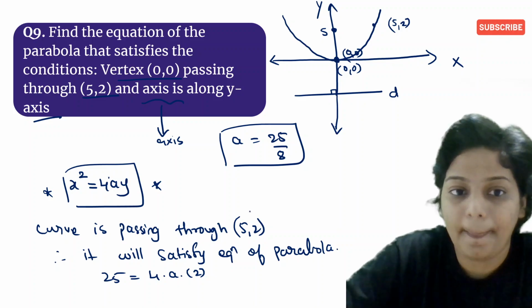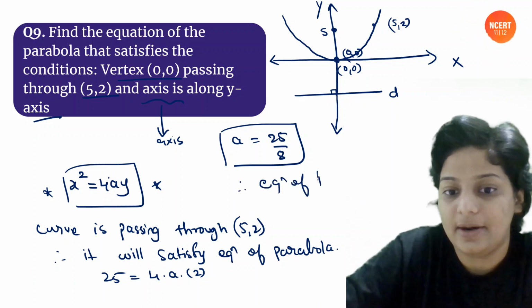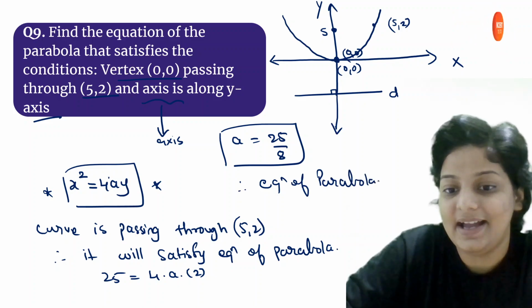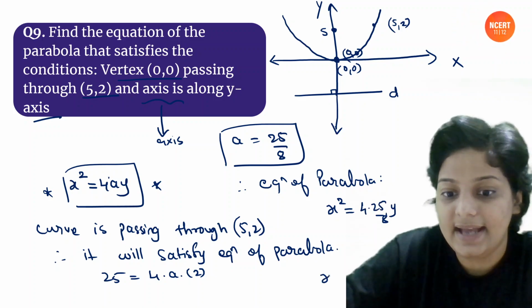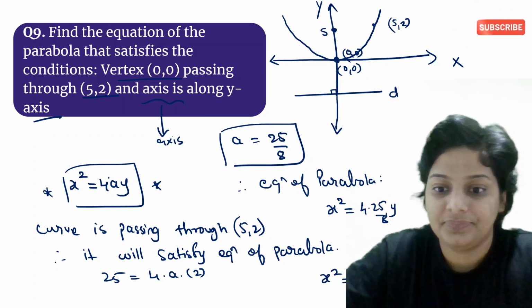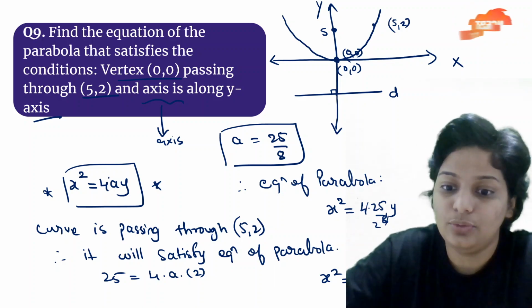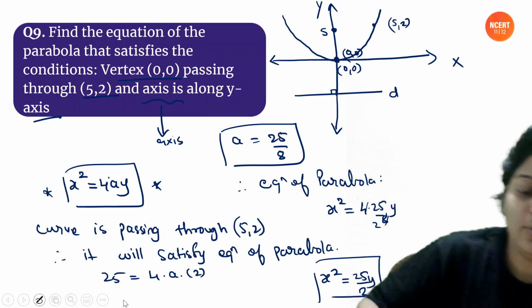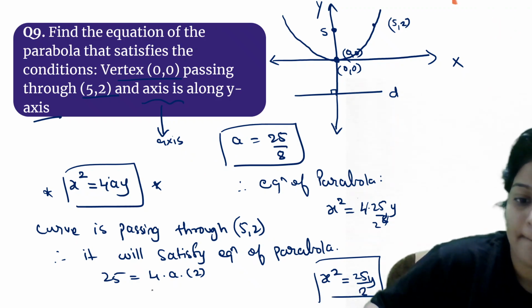A मिल गया. Question था find the equation. Therefore equation of parabola क्या है? It's x square is equal to 4 into 25 by 8y, that is x square is equal to 4 1s are 4, 2 2s are 25 by 2y. x square is equal to 25 by 2y is the required equation. I hope you can see this.